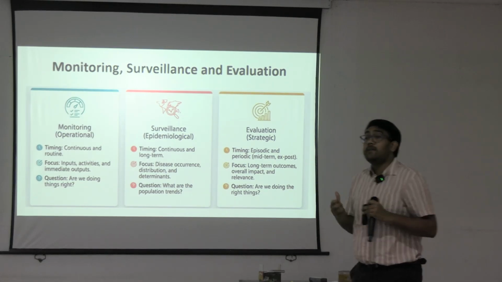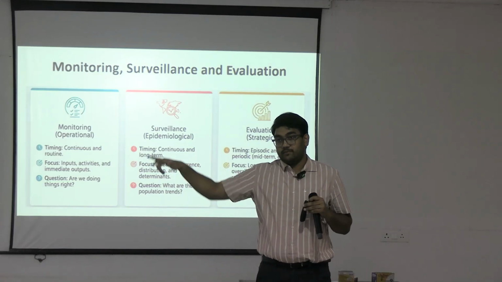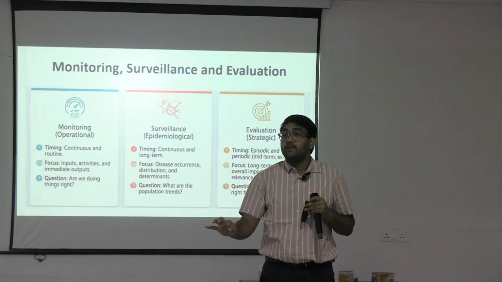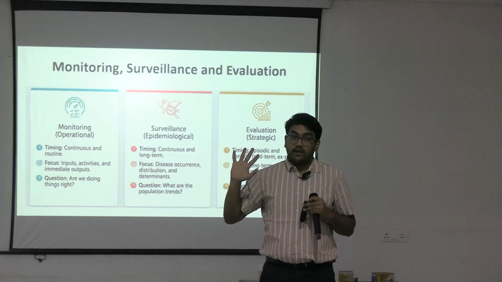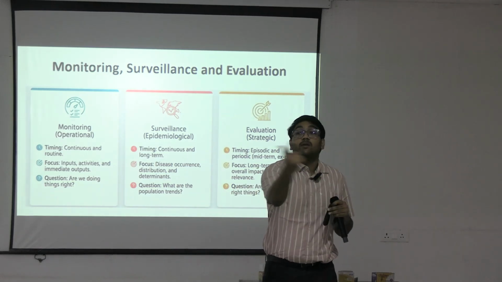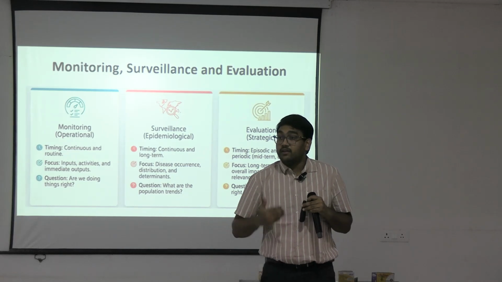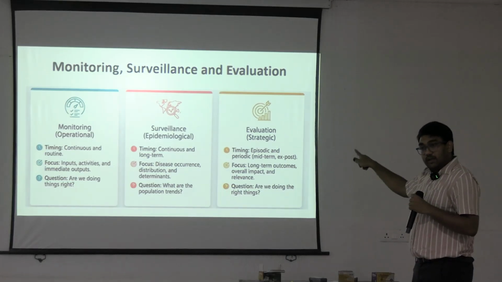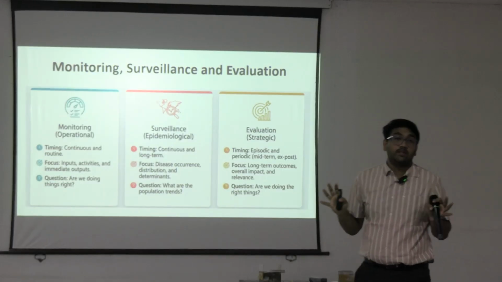Surveillance is an epidemiological practice. It is trying to find out what is happening in the population. It is a continuous, systematic collection, analysis and reporting of data for action. It looks at things from a population perspective, disease trends and patterns of incidence in the population. So it is a continuous and long-term process. Surveillance looks at disease occurrence, distribution and determinants. The question is, what are the population trends?